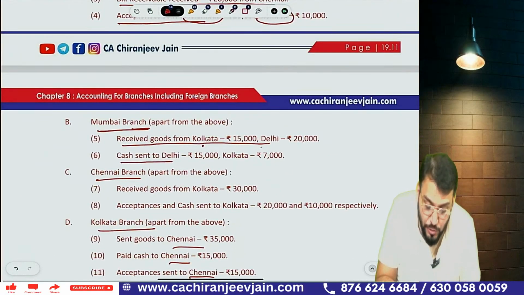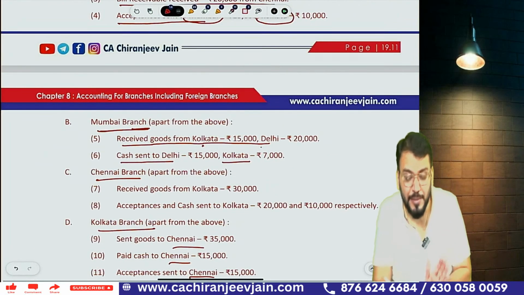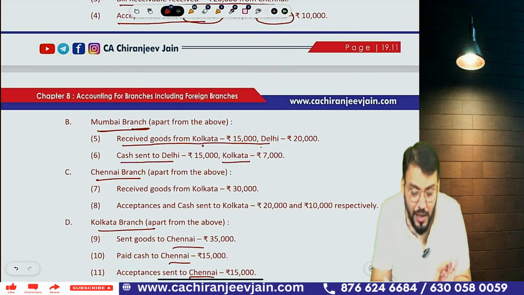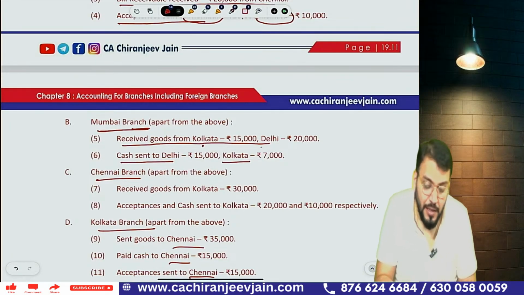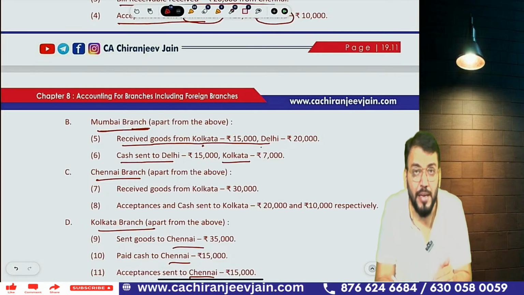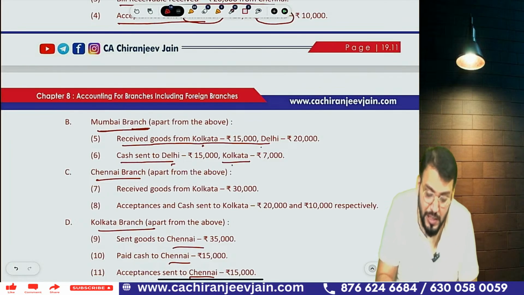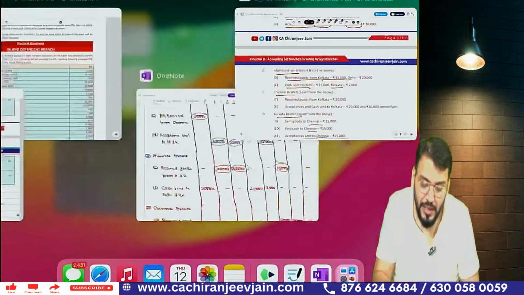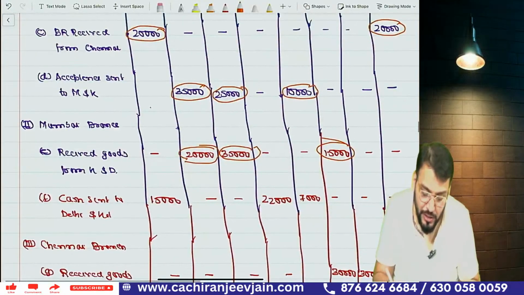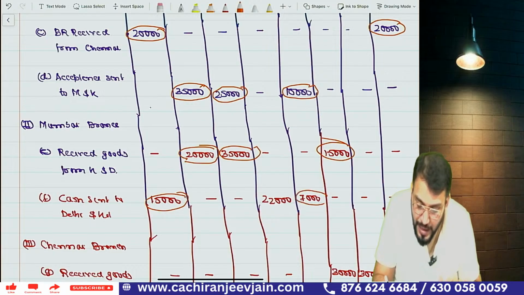Next transaction, what they have given? Cash sent to Delhi and Kolkata. So cash has been received by Delhi and Kolkata, so Delhi and Kolkata will be debited. And who has sent it? Mumbai. Mumbai will be credited. You can see Delhi and Kolkata have been debited and Mumbai has been credited.